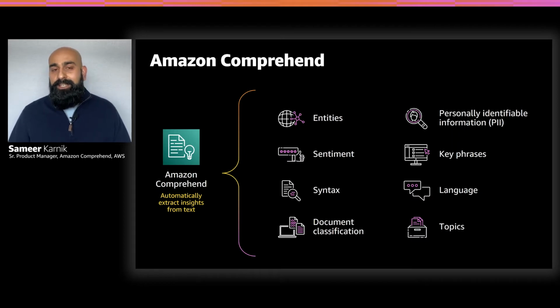Document classification is very popular. We'll talk a bit about that. It allows you to categorize your documents by labels that you define. And then topics is our unsupervised clustering algorithm. So given a set of documents, it'll find the topics that relate to those documents.